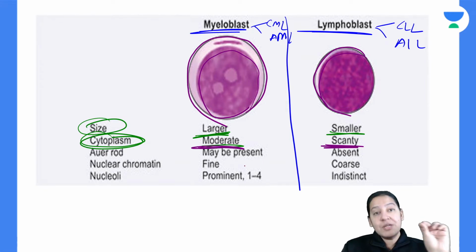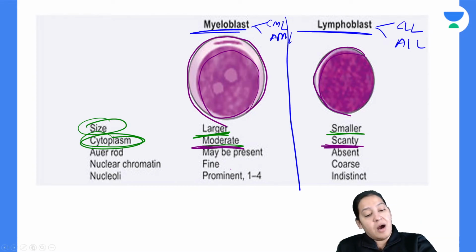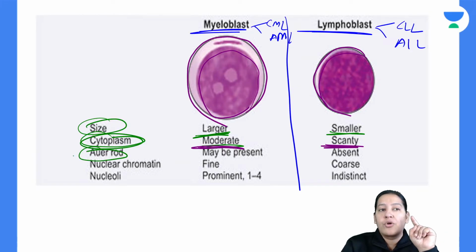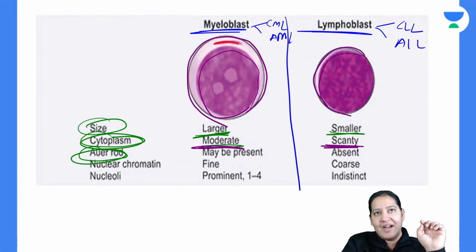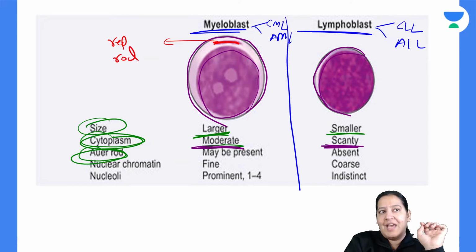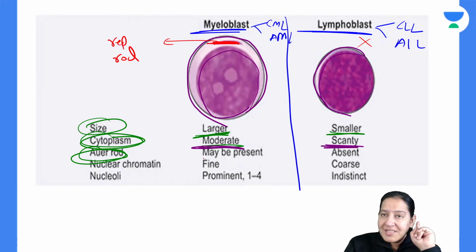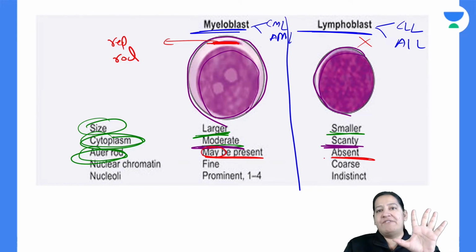The most important difference comes here: the iron rod. Can you see a red colored rod in the cytoplasm here? A red colored rod-like thing is present in the cytoplasm of myeloblast, but it is not present in lymphoblast. So the iron rod is the main difference between them. It is present here, it is absent there. It may not always be present, but here it is definitely absent.